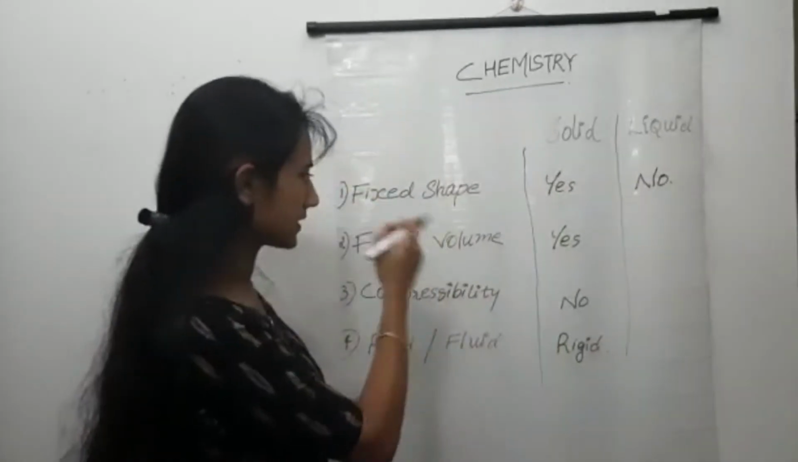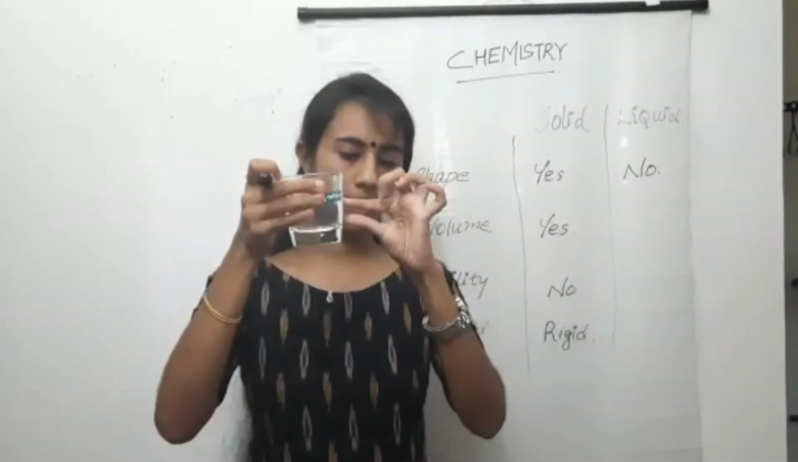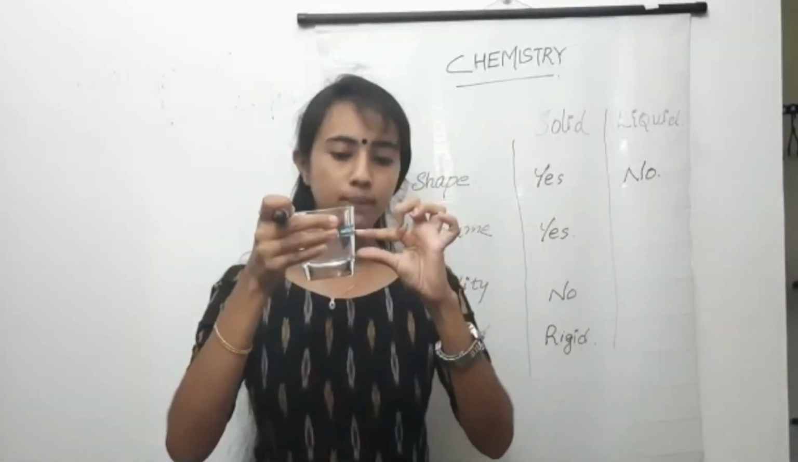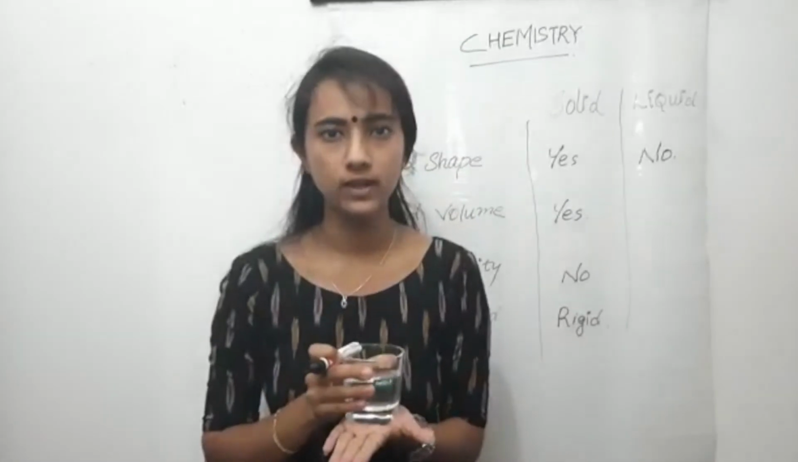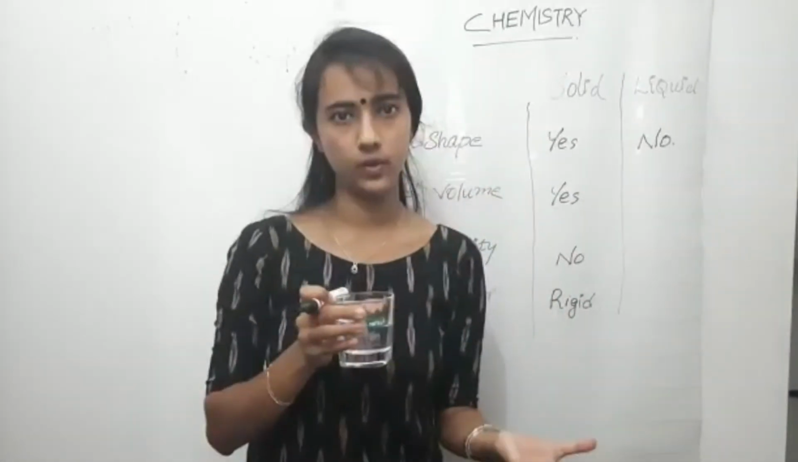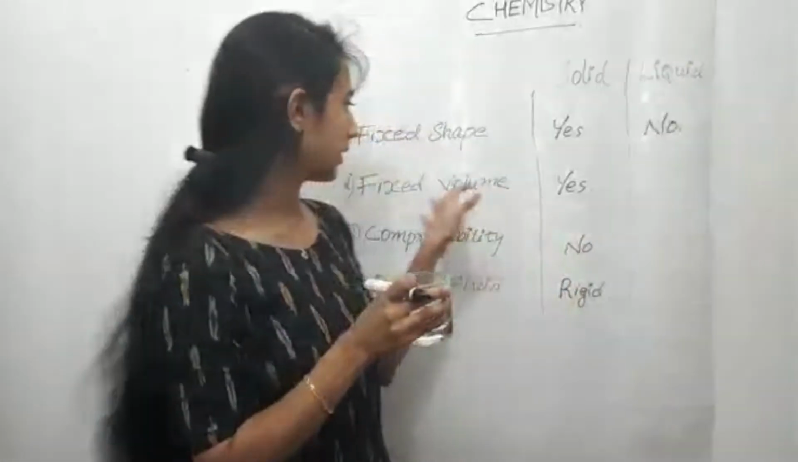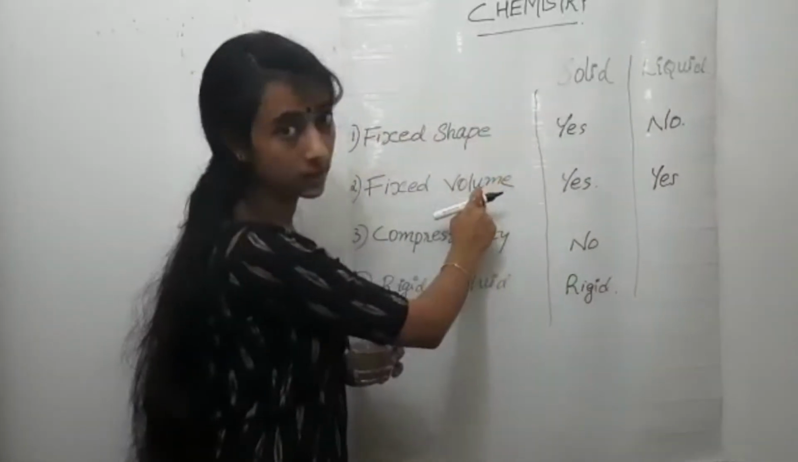Next one is fixed volume. Here I have this many ml of water. When I pour the whole water into a bottle, the volume is not changed, because I pour the whole water into the bottle, right? So it has a fixed volume. It does not have a fixed shape, but it has a fixed volume.